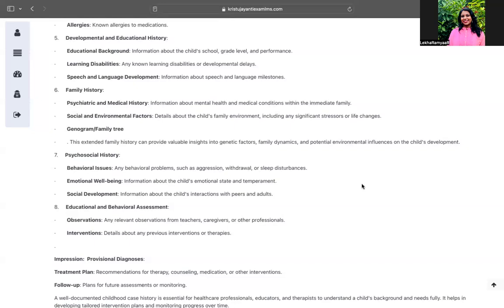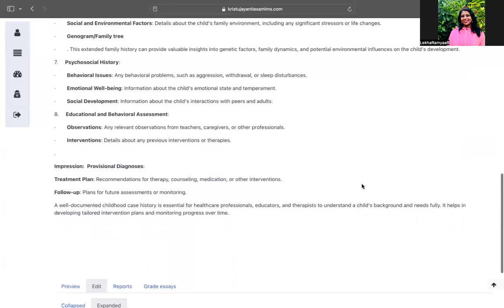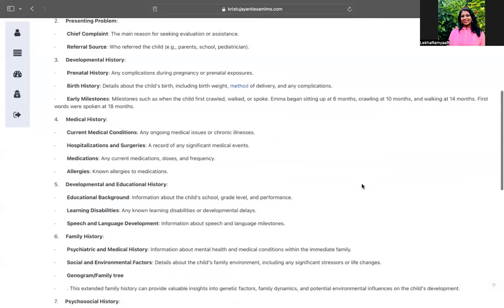After which, interventions: how many times the child has to be brought to the clinic or place for the behavioral therapy to take place, or what are the different types of visits the child needs to make to the clinic along with the parents or the guardians in order to make sure that the child gets to be in a better state of mind and in a better environment. Okay, so this is it. That's about case history taking.